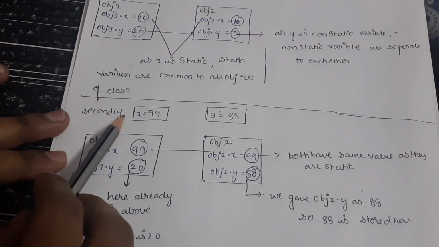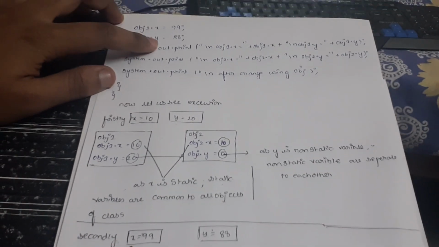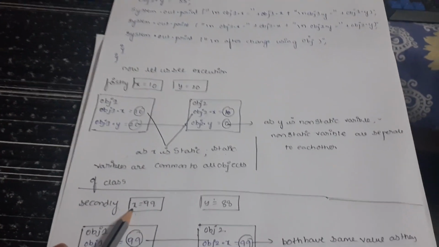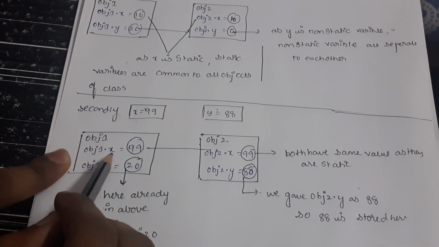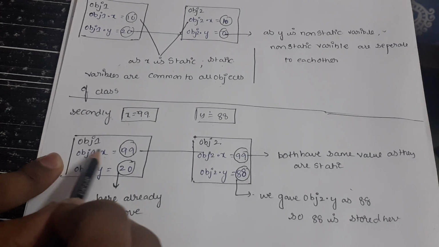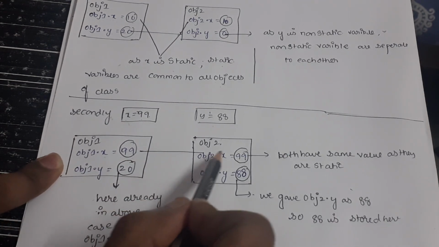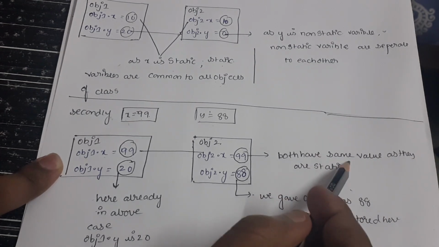Next, secondly, now here we gave object2.x is equal to 99 and object2.y is equal to 88. Here x is 99 and y is 88. Here object1.x means, what is the x value? 99. So object1.x is 99, and for object2.x it is also 99. As both have the same value, they are static.